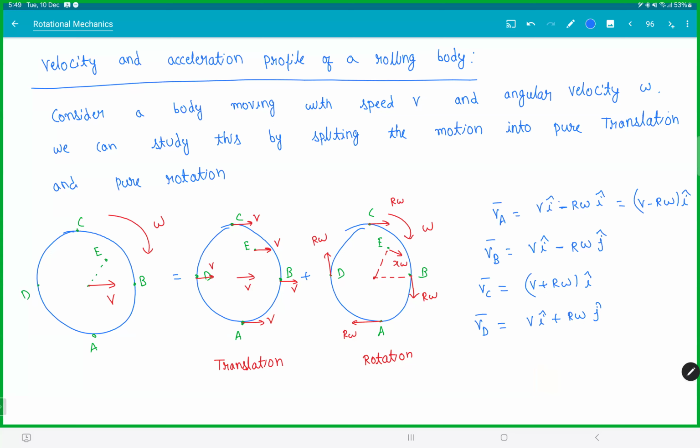You split the motion into translation where every point is going in a line, and second, you stand on the center and think everyone is going in a circle. When you add the vectors of these two, that will give you the net velocity of any point on the disk or the ring or anything. Is this clear, everyone?